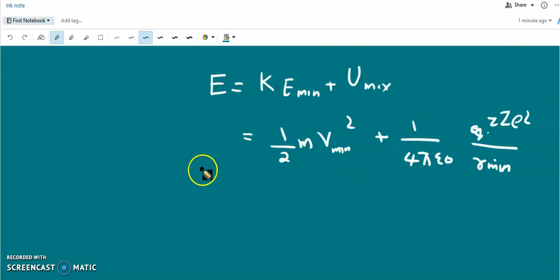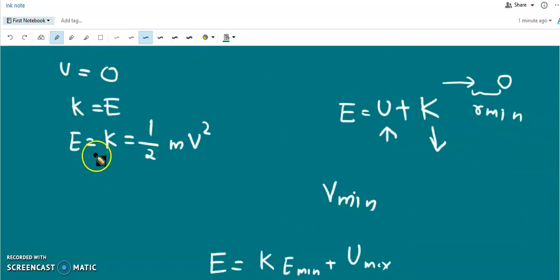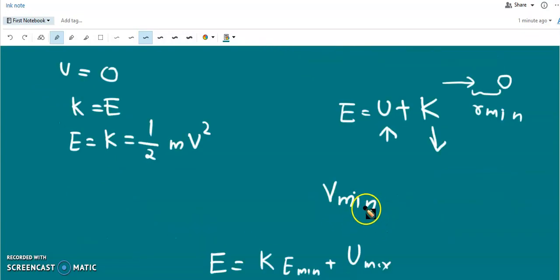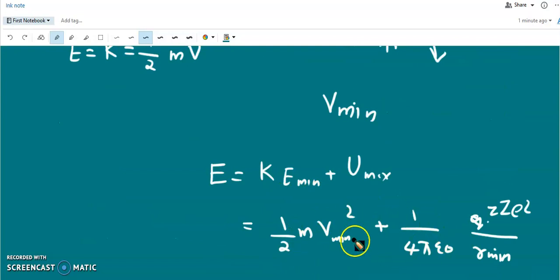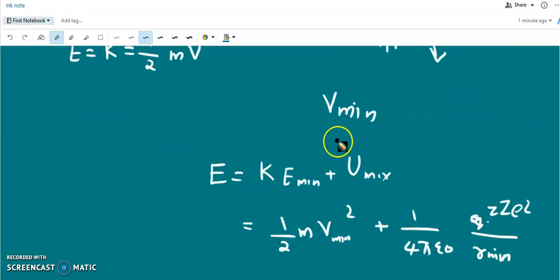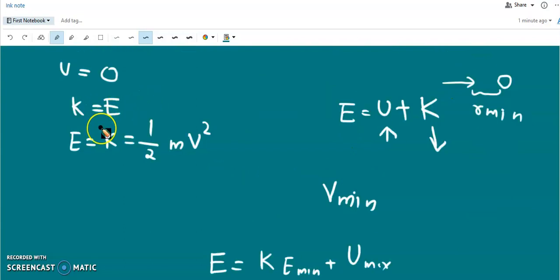But we know that according to the law of conservation of energy, the total energy remains constant. So far away from the nucleus, the energy is this, and near to the nucleus, the energy is this. According to the law of conservation of energy, those two equations should be equal. The energy at the farthest distance from the nucleus should be equal to the energy when the projectile is closer to the nucleus. So we can write this E.